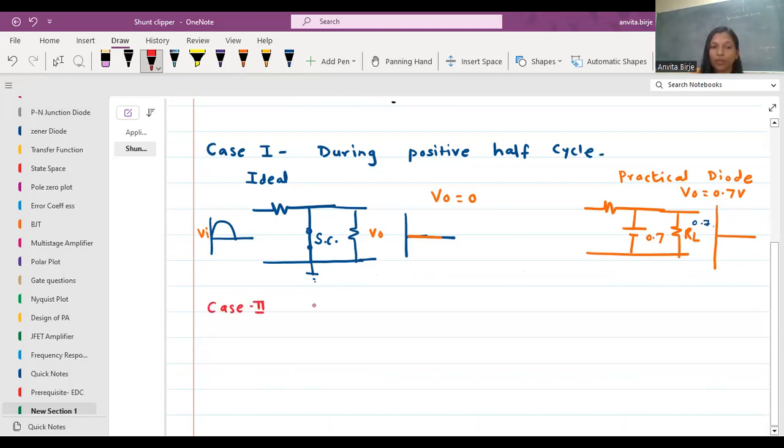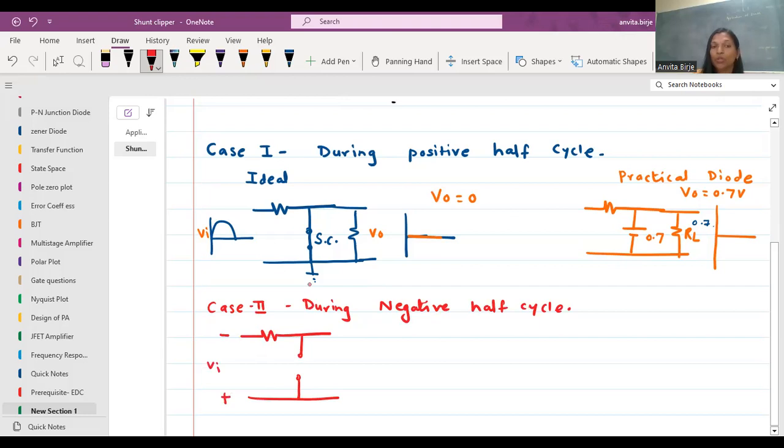Case 2, during the negative half cycle. Again, in the ideal case, the diode acts as an open circuit, because when we are applying the negative cycle, the polarity at the input side is minus and plus. So the diode is in reverse bias, so it acts as an open circuit.